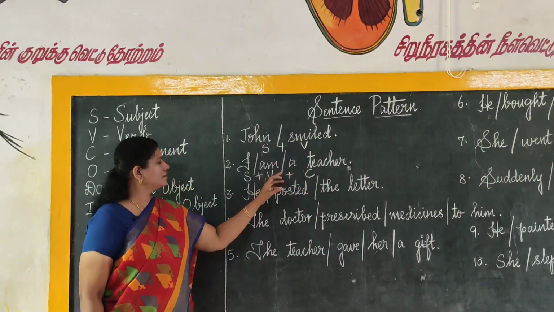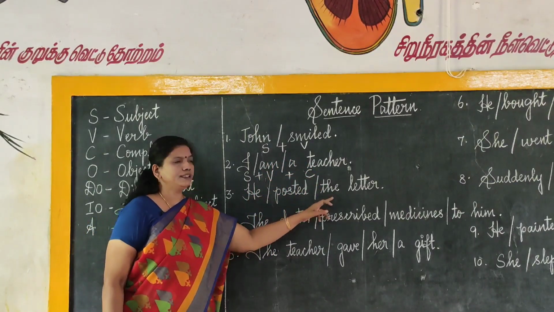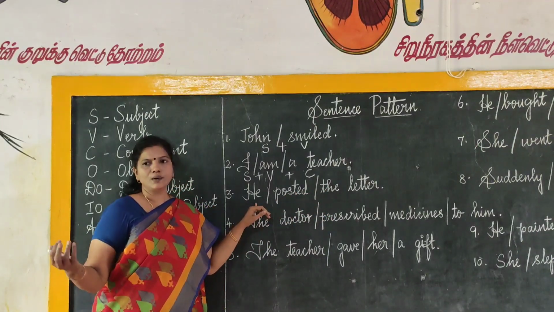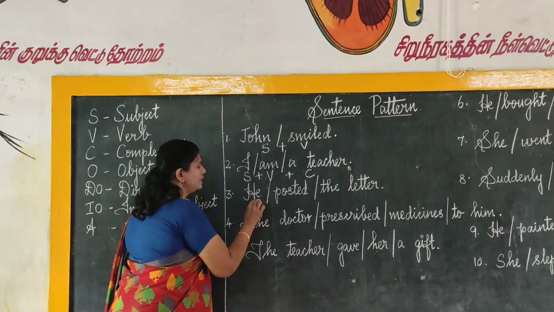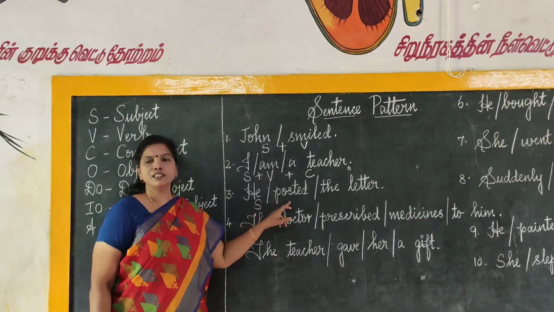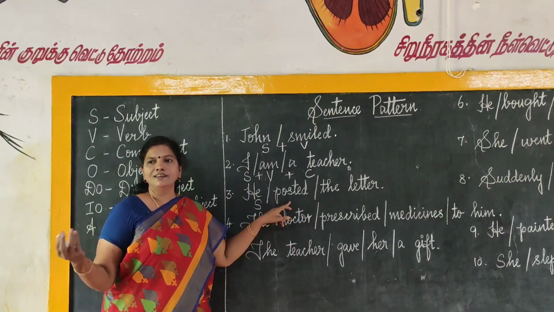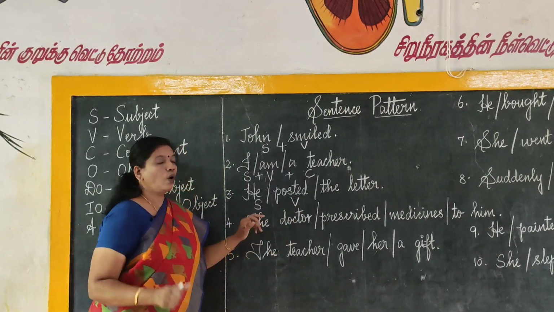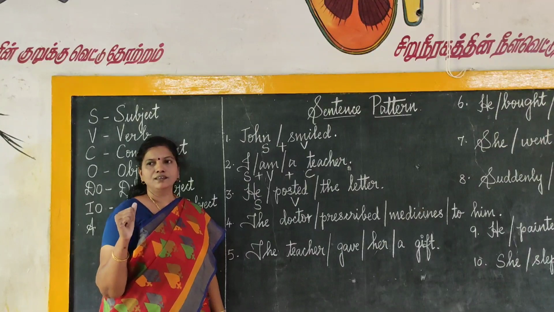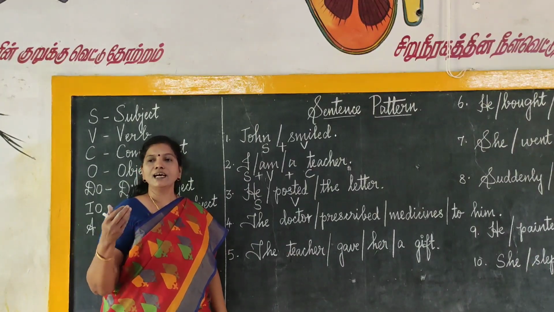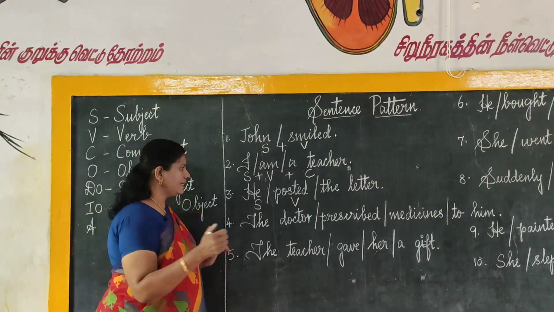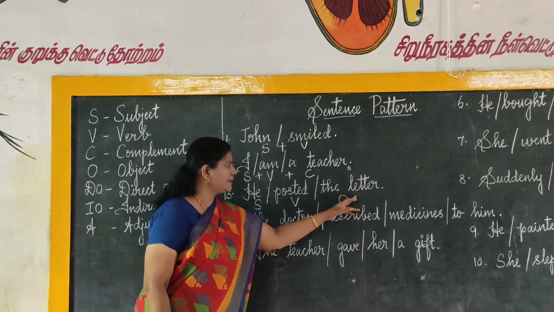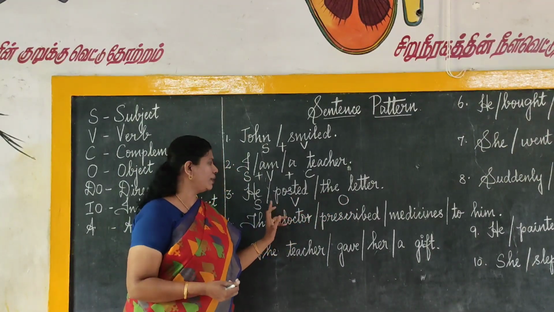Okay. Next one, he posted the letter. He posted the letter. We are talking about he, someone, right? So, he is the subject here. What action is done by he? Posted, right? So, posted is the verb. What did he post? The letter. So, when we get an answer for the question what, then it becomes O, right? Object.